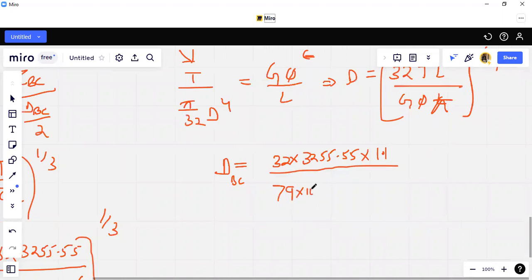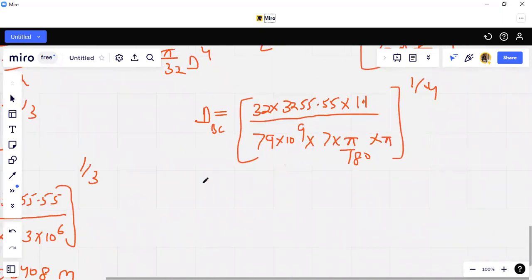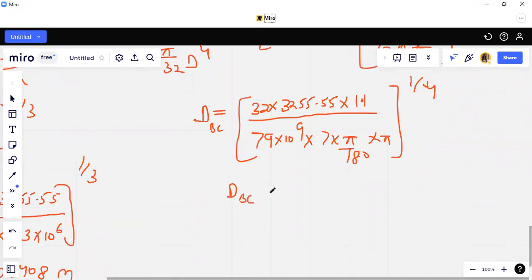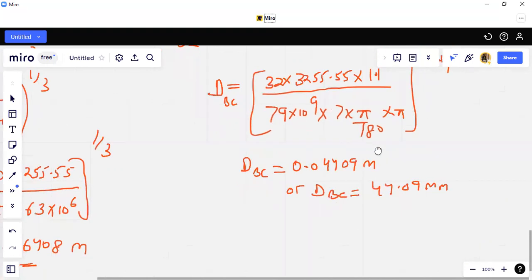79 multiply by 10 to the power 9 multiply by this 7 degree. So we will convert this degree into radian by multiplying by pi by 180, multiply by pi, already it is there, whole to the power 1 by 4. By solving this equation we get the value of diameter for shaft BC will be 0.04409 meter, or DBC will be 44.09 mm.